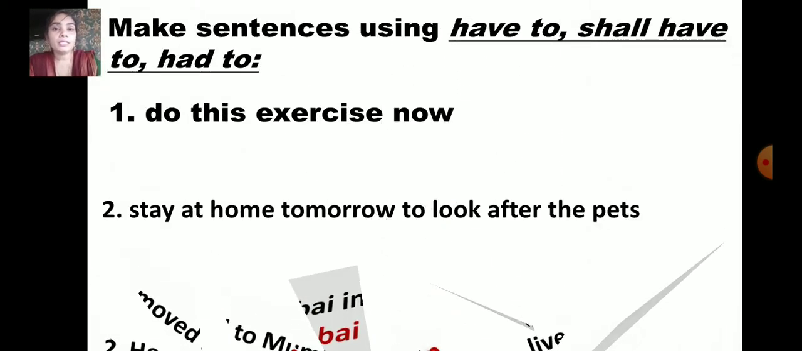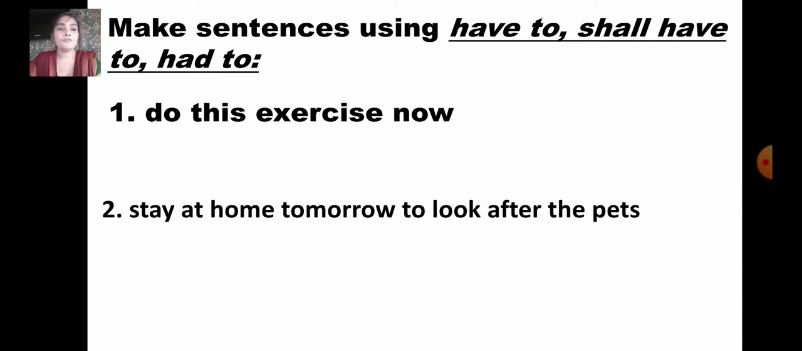Our next question is make sentences using have to, shall have to and had to. Have to is used for present tense, shall have to is used for future tense, and had to is used for past tense. So do this exercise now. Question number 1 is do this exercise now. Now means present, so you have to use have to. What is the answer? I have to do this exercise now.